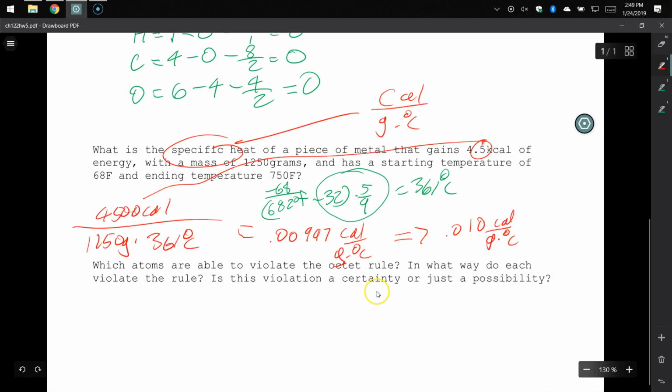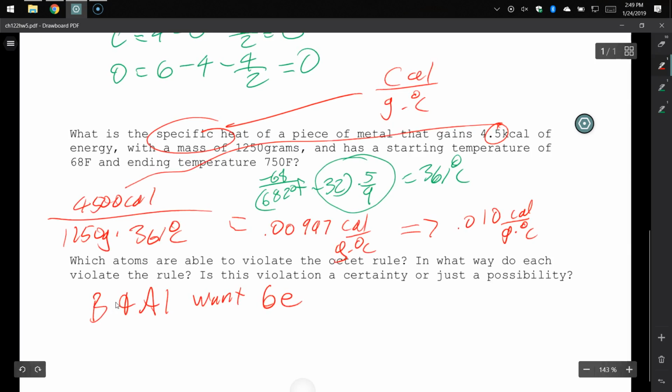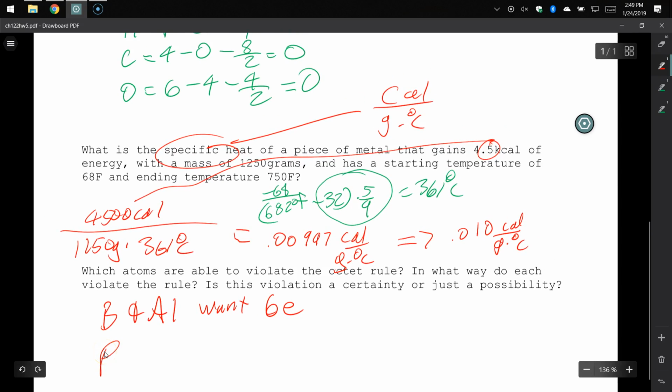Which atoms are able to violate the octet rule? Okay, so we've got boron and aluminum that want 6 electrons, and we've got phosphorus and sulfur that can have more than 8 electrons. That's it.